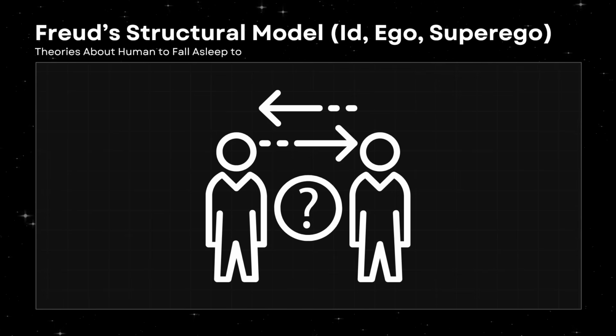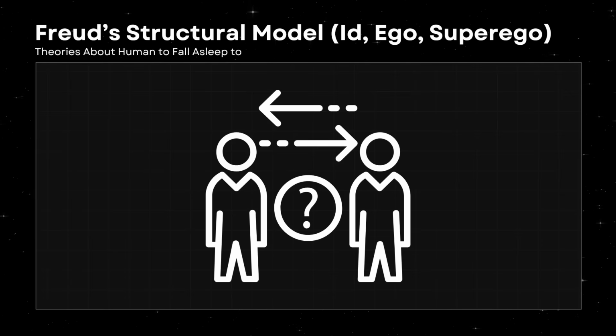There's also displacement, where a person directs feelings at a safer target. If someone is angry at their boss, they might go home and argue with their partner instead. These defenses are not lies. They are ways the ego keeps things under control. They help the person avoid emotional pain or social trouble, but they can also cause problems if overused.